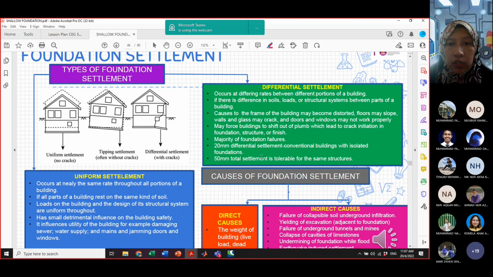Okay, selalunya for differential settlement ni, 20 mm differential settlement is the conventional buildings with isolated foundations. Dia punya limiting value lah. And then for total settlement, for the tolerable seam structure is allowed for 50 mm.